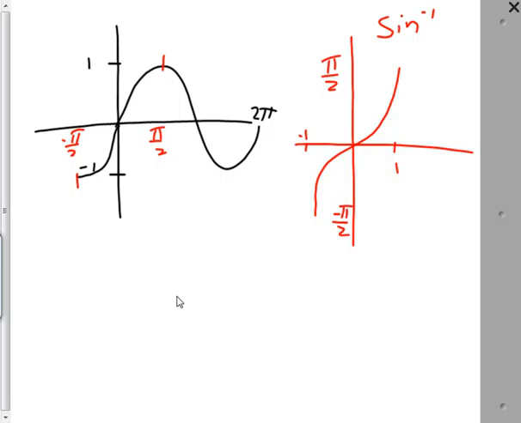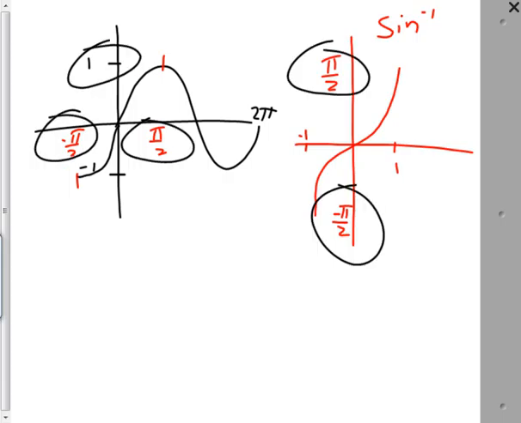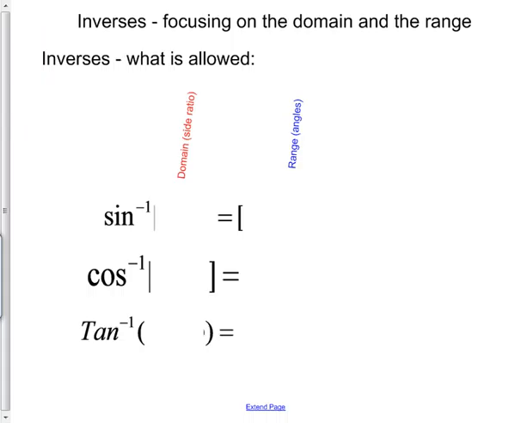Okay, so here's sine and inverse sine. Notice that the domain becomes the range. Notice that the range here becomes the domain here. And so, if you look at that list I gave you the other day, you should know what sine's domain and range are, cosine's domain and range, and tangent's domain and range.